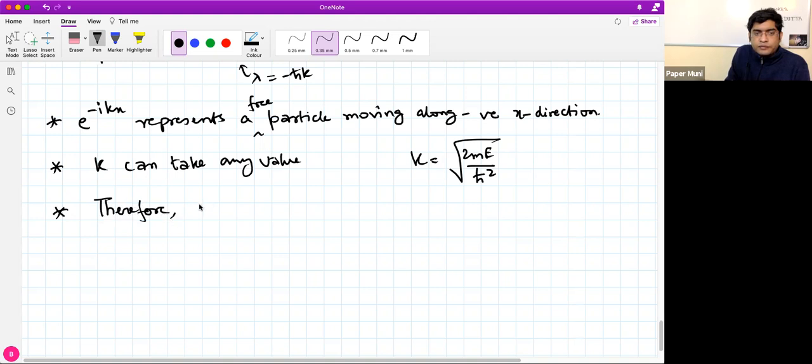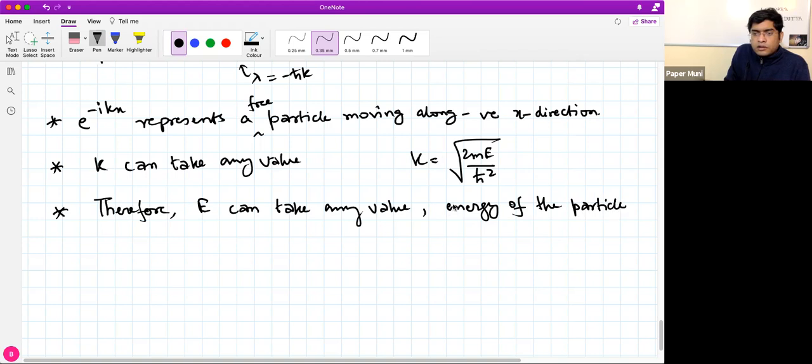Therefore E can take any value. The energy of the particle is continuous.